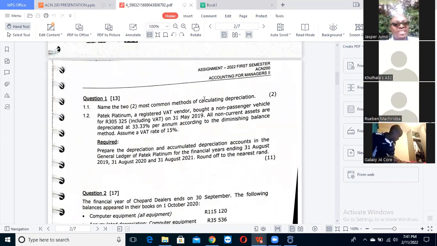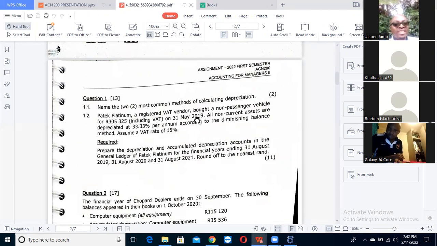The question reads, question number 1, name the two most common methods of calculating depreciation. I'm not going to talk about this one, it's a give. And then I would like to talk about 1.2, which says Patek Platinum, a registered VAT vendor, bought a non-passenger vehicle for 305,325 rand, including VAT, on 31 May 2019. So he bought this vehicle on 31 May 2019.